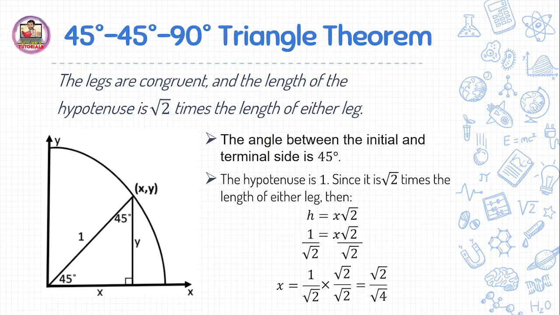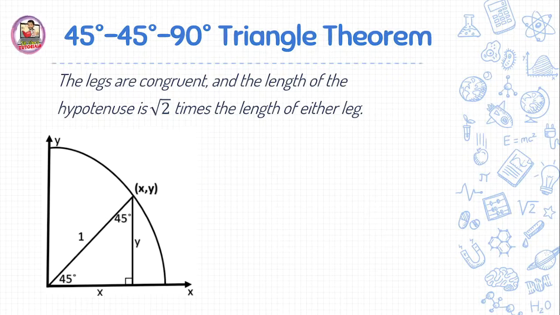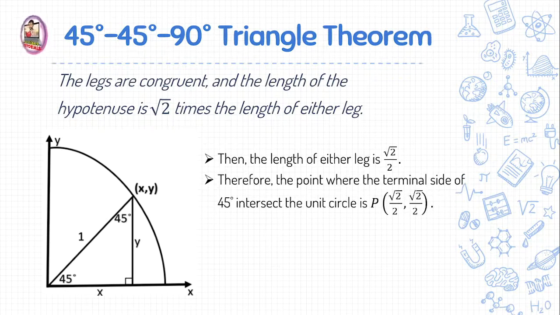Simplifying this, we have 1 times square root of 2 is square root of 2, and then square root of 2 times square root of 2 in the denominator is equal to square root of 4. So simplifying further, we get square root of 2 all over 2. Then, the length of either leg is square root of 2 all over 2. So therefore, the point where the terminal side of 45 degrees intersects the unit circle is point P, square root of 2 all over 2 and square root of 2 all over 2.